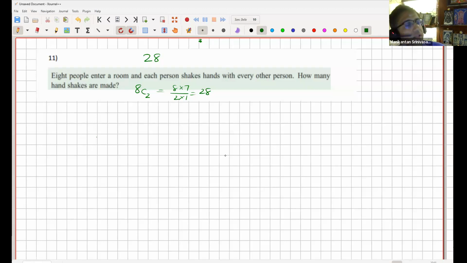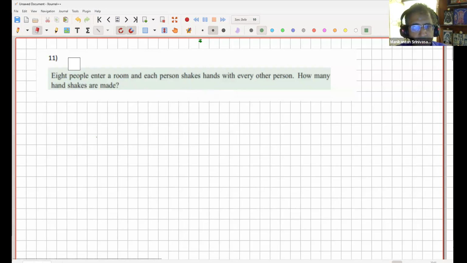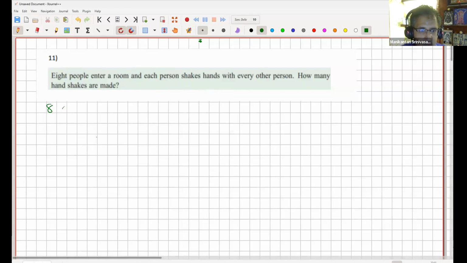Okay, let me ask another question in this one. Let's say there are 8 couples, not 8 people, but 8 couples, and they go to a party. So obviously, you're not going to go to a party and then shake hands with your own spouse, right? That doesn't make sense. You're going to meet new people. So each person shakes hands with every other person except your own spouse. Right? How many handshakes will there be?